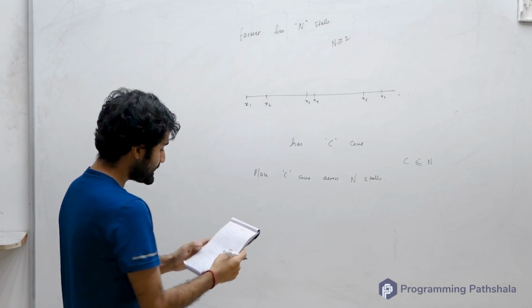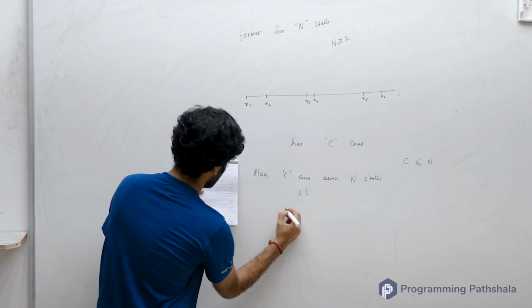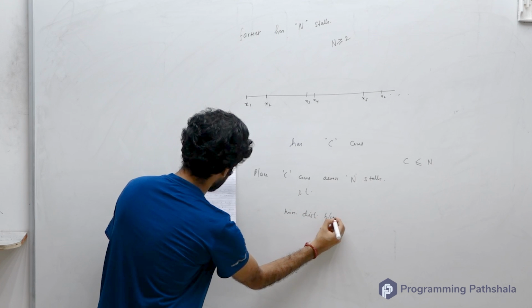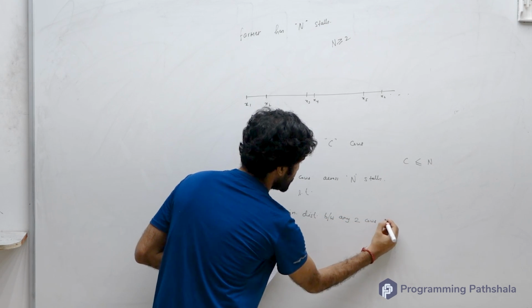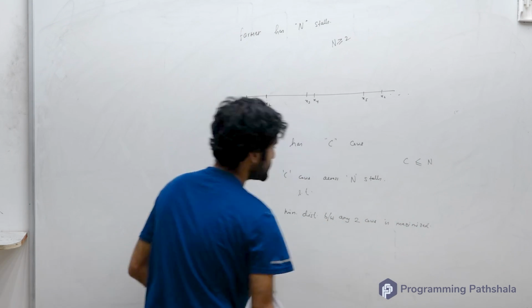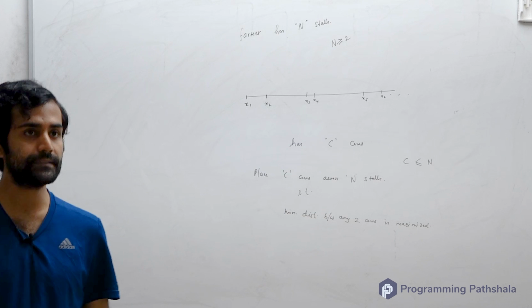in such a way that the minimum distance between any two cows is maximized. Such that the minimum distance between any two cows is maximized.